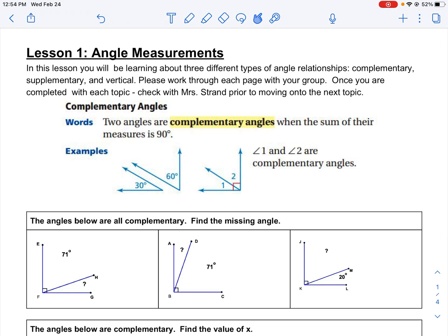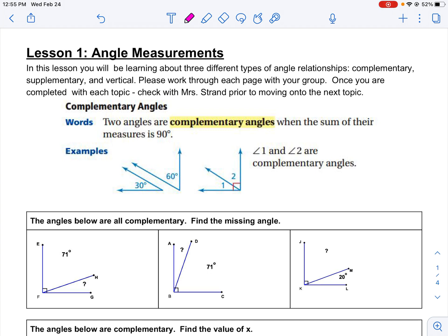So some of these things may or may not look familiar to you based upon last year and going into e-learning around this time of year. So we're going to review the basics about angle measurements, and then we're going to get into the part where we apply the algebra to those angle measurements. So we're going to talk about complementary, supplementary, and vertical angle measurements today.